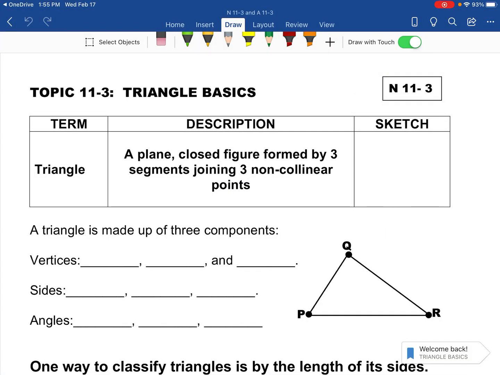Hey guys, here are notes for 11.3, triangle basics. So hopefully most of what we talk about here is review, okay?